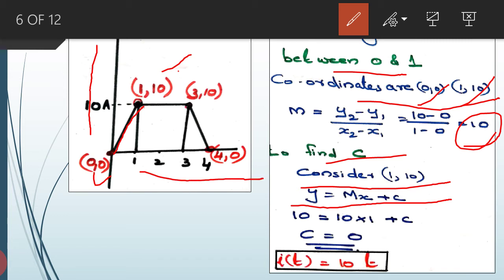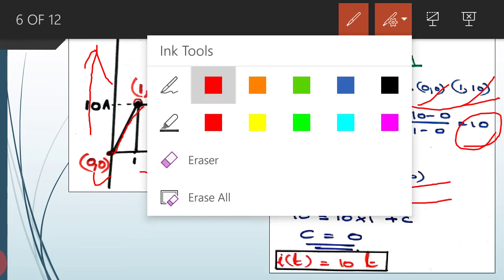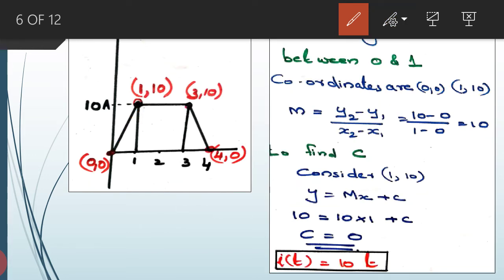We know that y means what is given on the y axis and x means what is given on the x axis. Here the y axis is i(t). So i(t) equal to y equal to mx. m is 10, already obtained. Then x is t, the x axis, plus c is 0. So your equation is i(t) equal to 10t plus 0, which is i(t) equal to 10t.